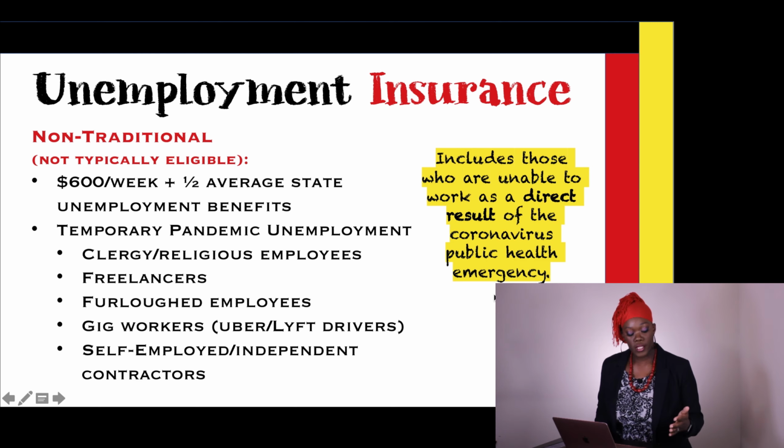And so the way this works is they would get that additional $600 a week for the 4 months plus half the average state unemployment benefits. So like I said, that depends on your state. I don't know how much that could be, but I mean, it's better than zero for sure.